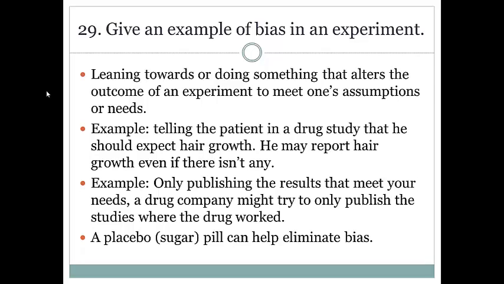A placebo or sugar pill can help to eliminate bias. So if it's a drug study, you give the patient a placebo. That way, anything that those patients report, you're able to compare that to the things that the patients who did take the actual drug reported, and you can eliminate bias through that means.